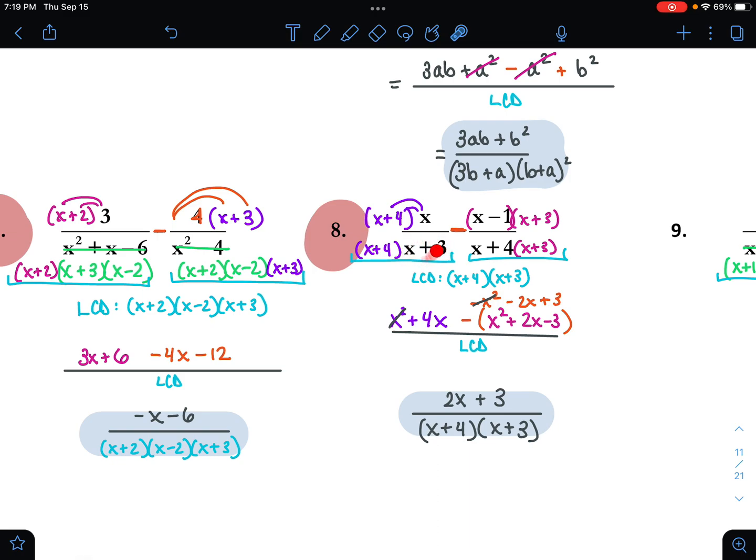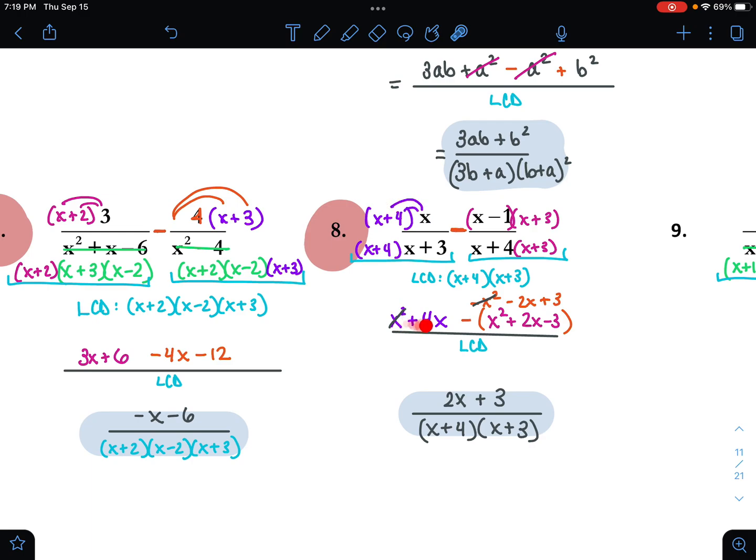There's only one factor in the first fraction, one factor in the second fraction, so they need each other. This first fraction needs the x plus 4. The second fraction needs the x plus 3. So that's our least common denominator.